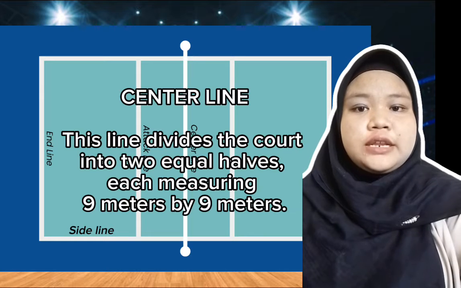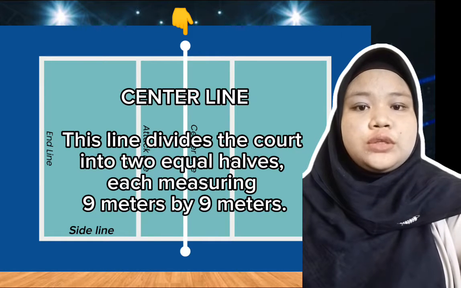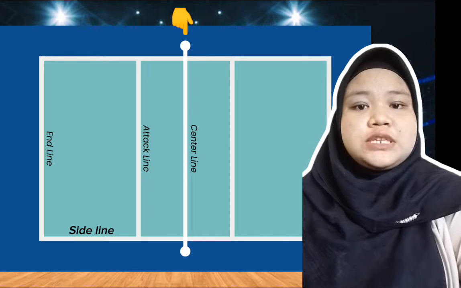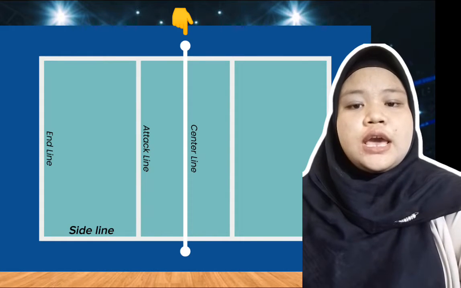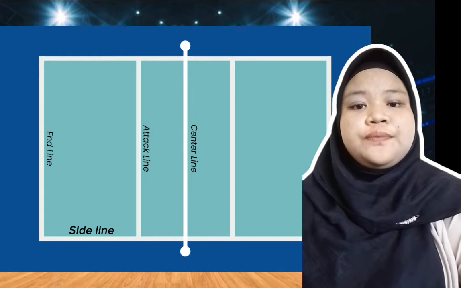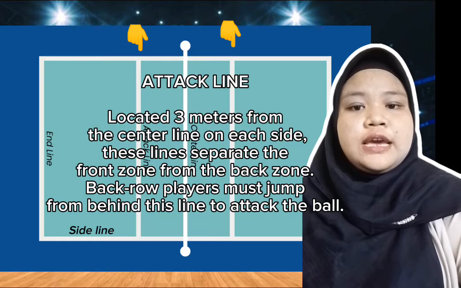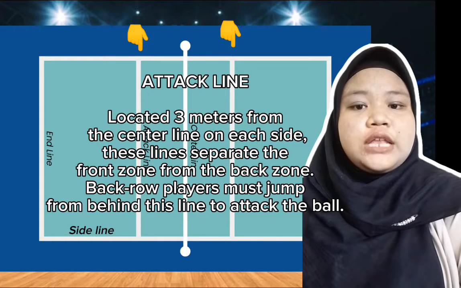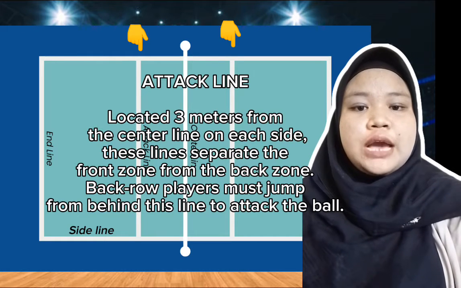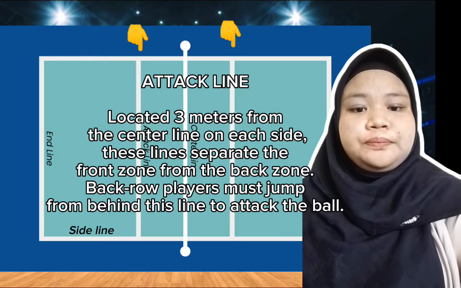Next is the center line. This line divides the court into two equal halves, each measuring 9 meters by 9 meters. Players must stay on their side of the center line, and stepping over it during play or under the net results in a fault. Next are the attack lines. It is a 3-meter line located from the center line on each side. These lines separate the front zone from the back zone. Back row players must jump from behind this line to attack the ball.